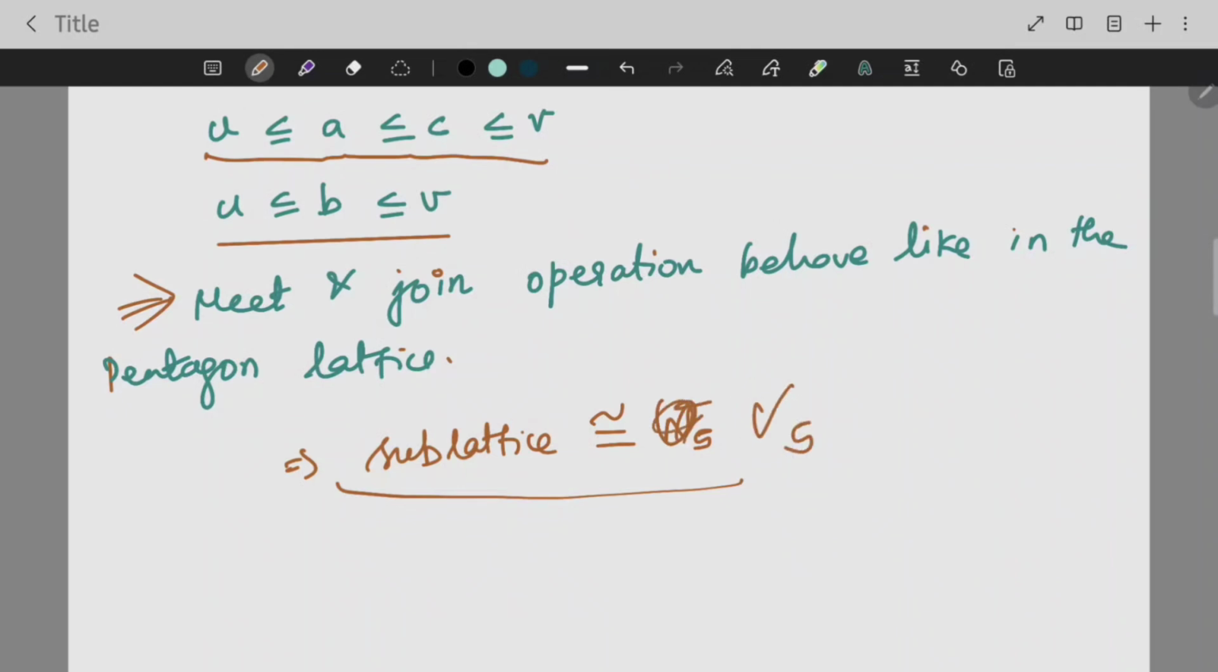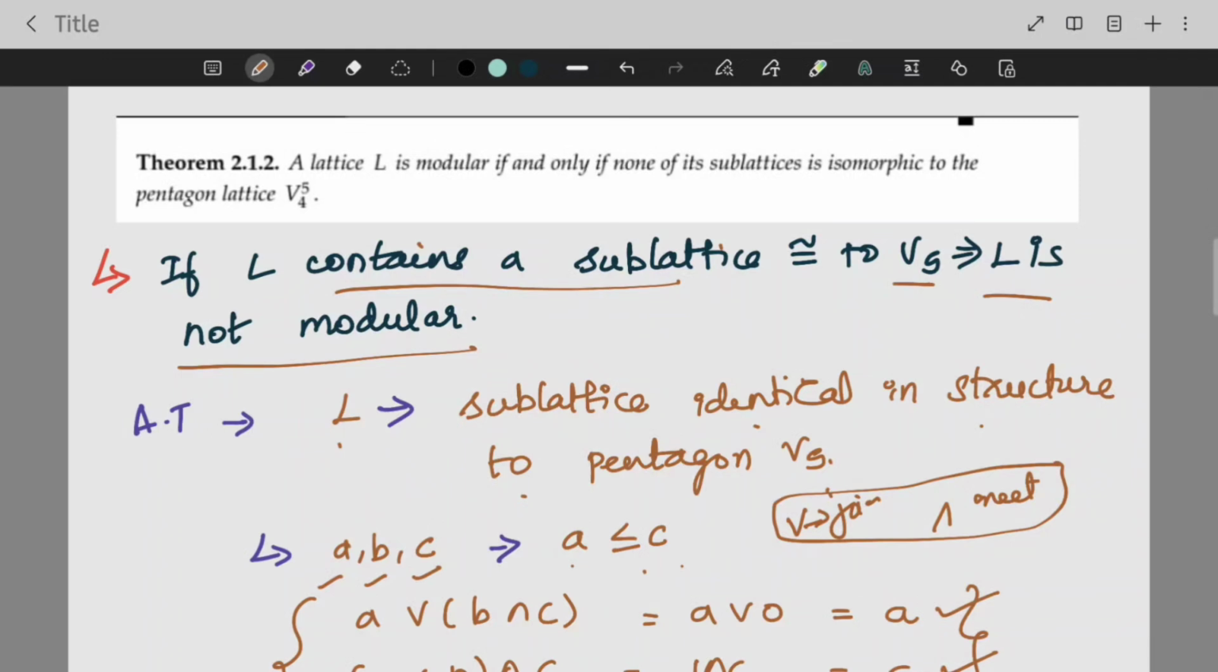Therefore, any non-modular lattice must contain a copy of V5 inside it. So the final statement: lattice L is modular if and only if none of its sublattices is isomorphic to the Pentagon lattice V5. This is the classical structural characterization. It tells us that if you are checking whether a lattice is modular, you don't need to test the identity everywhere. Instead, you just need to check whether it contains a pentagon.